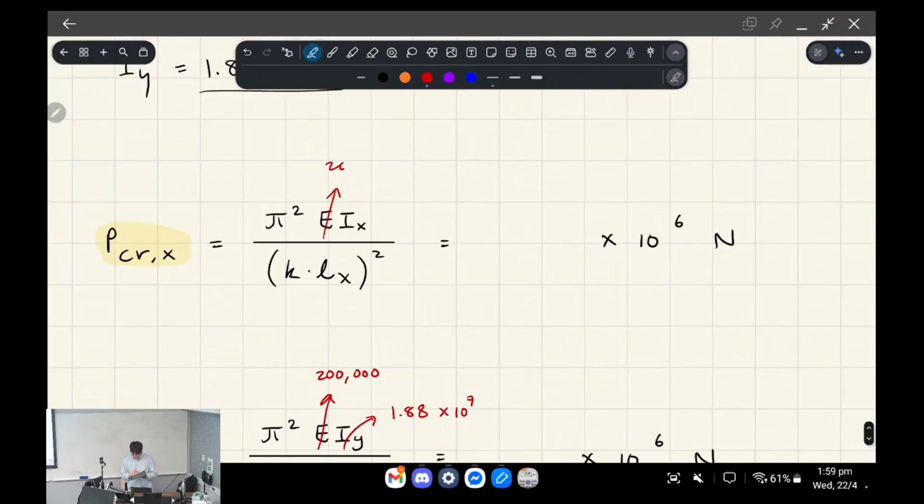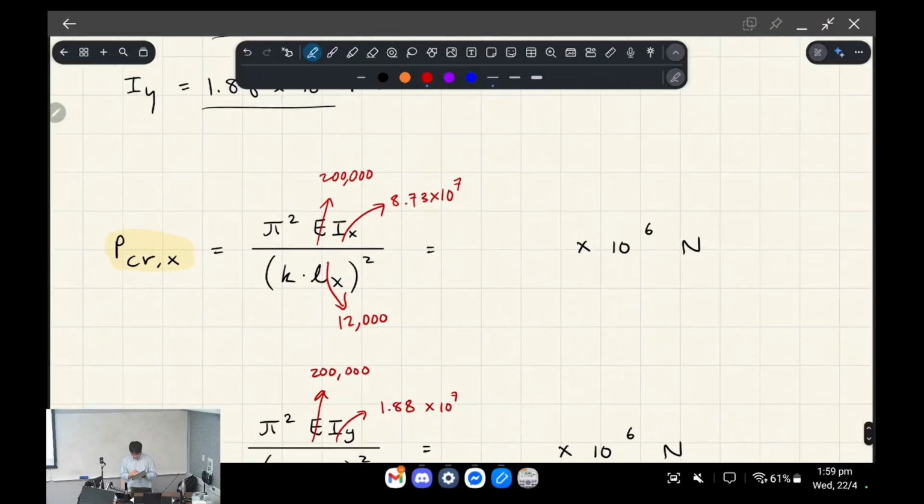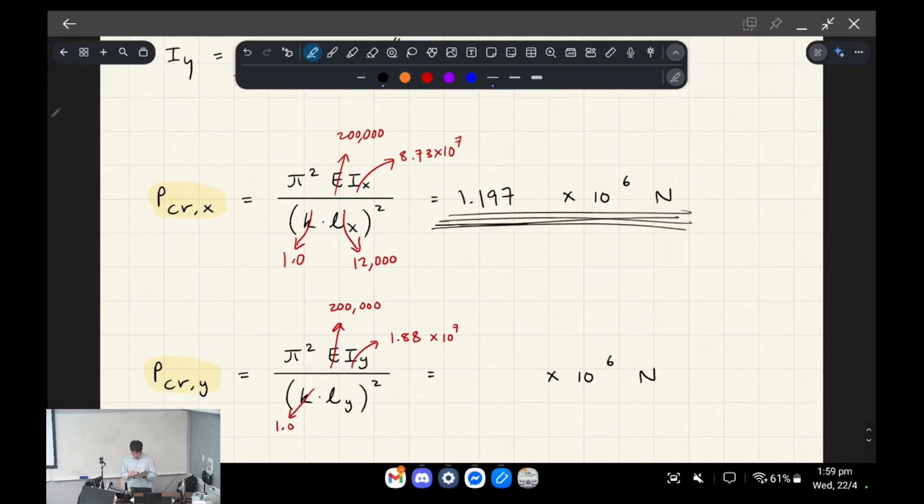So elastic modulus, we're going to plug in. IX, we're going to plug in. Okay, LX in millimeters is 12,000 in the XX direction. K, we're just going to take as 1. All right, so that gives us 1.197 times 10 to the 6 newtons, right? So that's buckling about the XX axis, right? So if I was to draw the beam, the column, that's the force that would cause our column to buckle that way, okay?